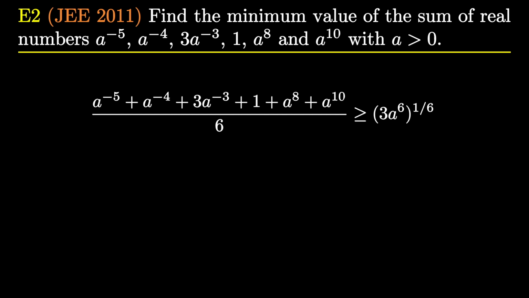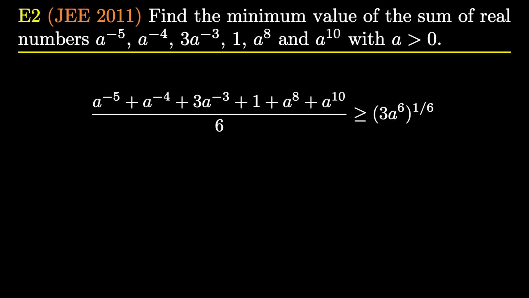Again, the RHS is not a constant, so we cannot get the minimum value of the sum of the given numbers from this inequality. If we want the geometric mean to be a constant, then we have to get rid of this extra power 6 of a in the RHS.